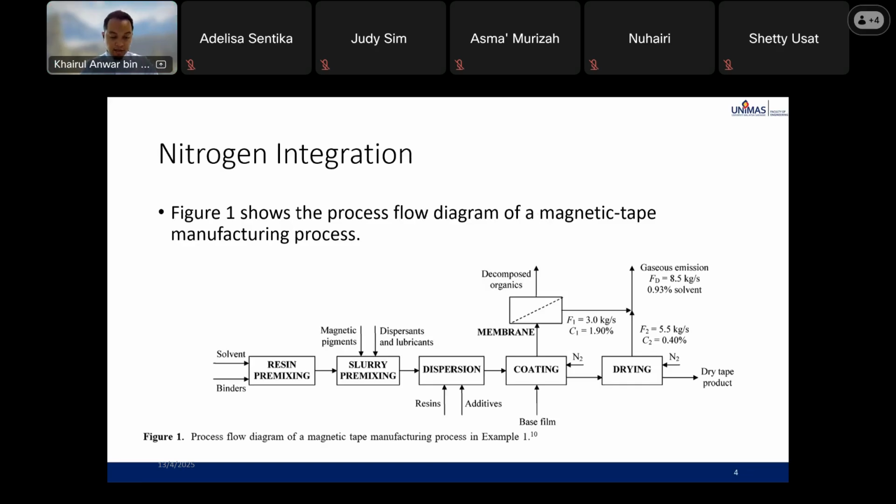Okay, so the first example in this paper is the first picture. The first one is the nitrogen integration.